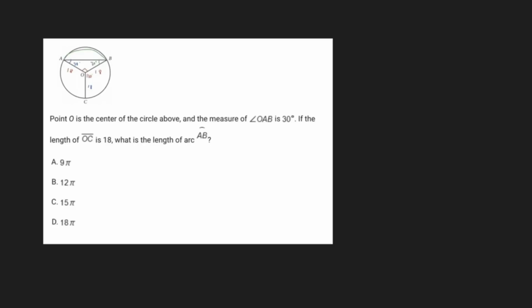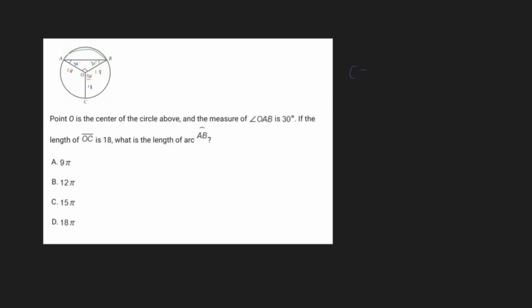Well, here's the thing. We know that AOB, the 120 degrees right here, is the angle of the arc of AB. So technically speaking, the measure of the arc is 120 degrees. However, we want to express it based on the circumference of the circle. So first off, let's just find the circumference of the circle.